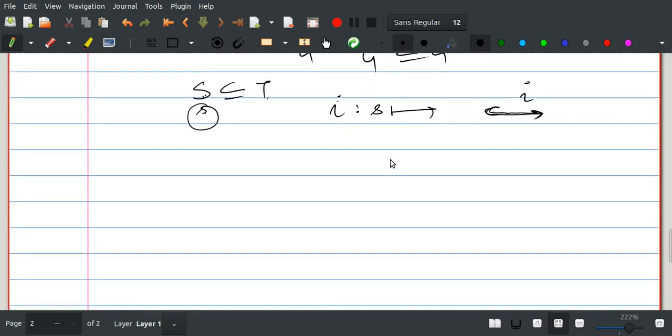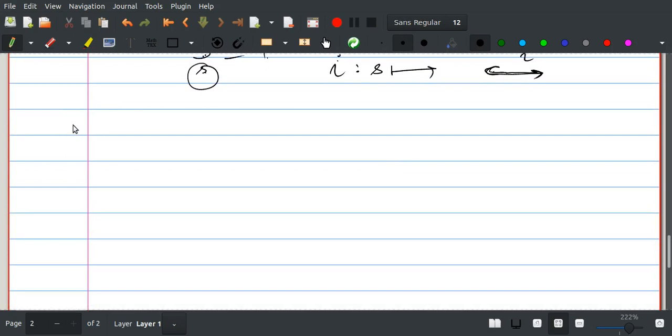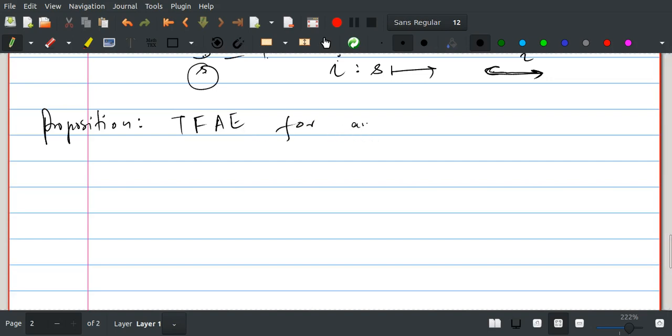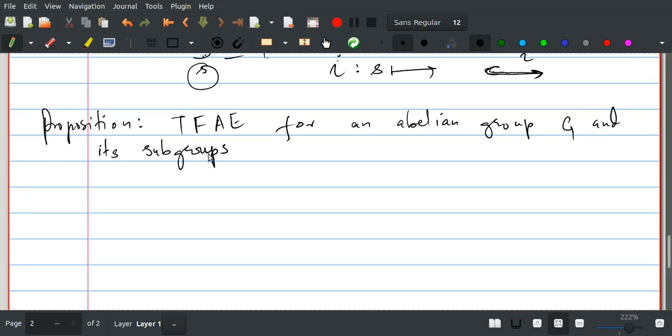Now let us do a proposition. The proposition states that the following are equivalent for an abelian group G and its subgroups S and T.